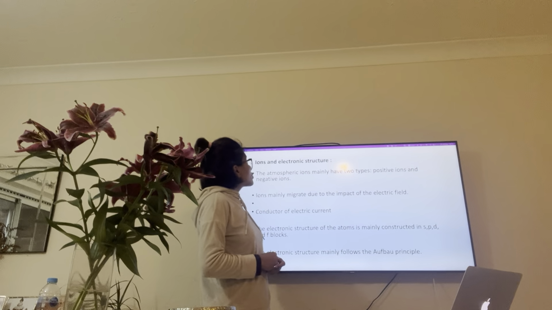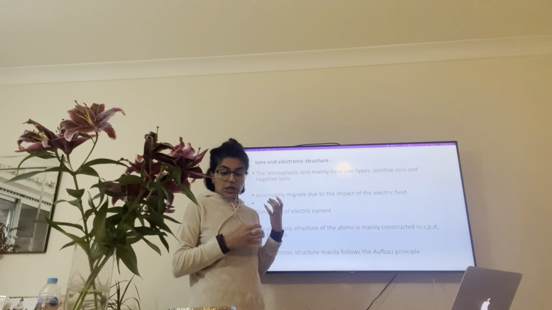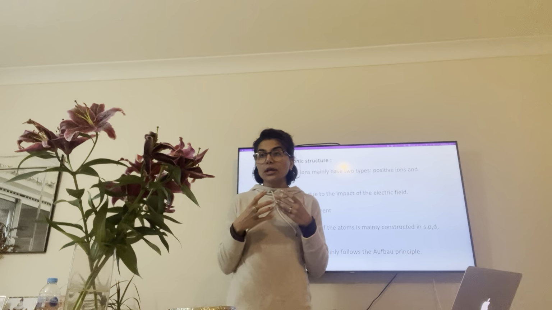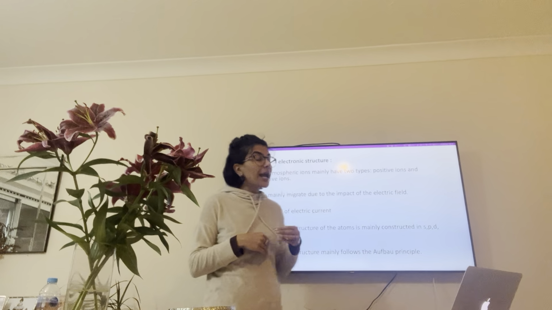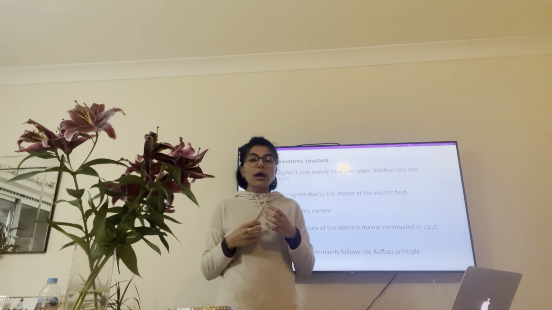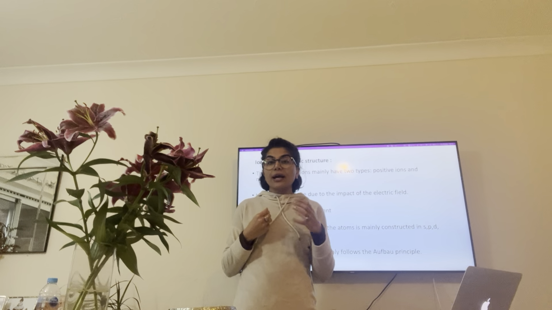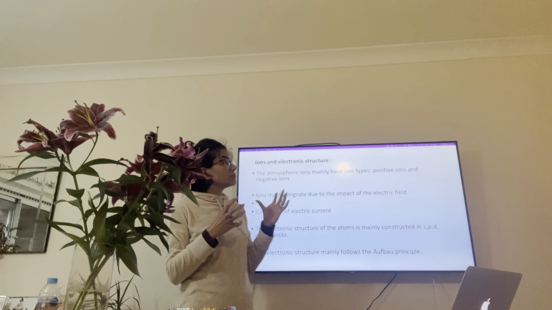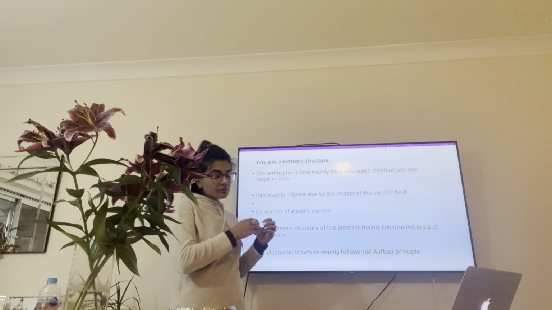Ions and electronic structure. Ions form when the number of protons in an atom is not equal to the number of electrons. Electronic structure forms due to the gain or loss of electrons in an atom. Ions are an atom, or a group of atoms, that carries an electric charge.